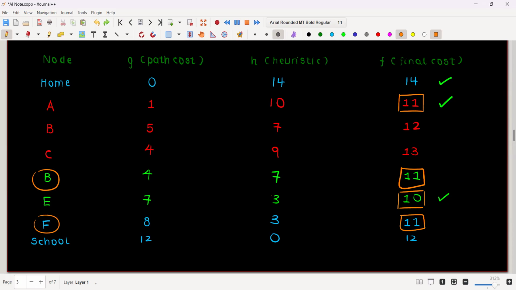Now keep in mind, the choice is therefore between F and B. Which one do we pick? Between F and B, please pick the one with the lower heuristic, because we're going to repeat this on the one that's closer to the school. So we repeat this on F now, because there's no point in going to B, because B, even though it has an overall equal final cost, has a higher heuristic. So there's no point in going further away from the school node. So what we do is we go to F and we repeat this.